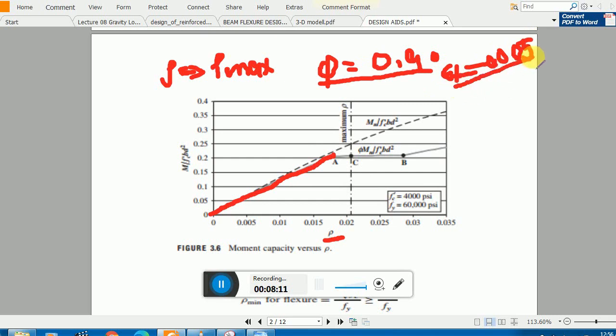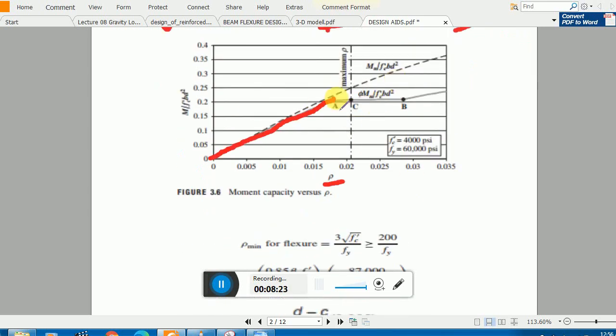Remember, 0.005. This is important. If you cross this limit, then remember the phi value will decrease, and if this value decreases, your moment capacity will decrease. So this graph is very important to understand.